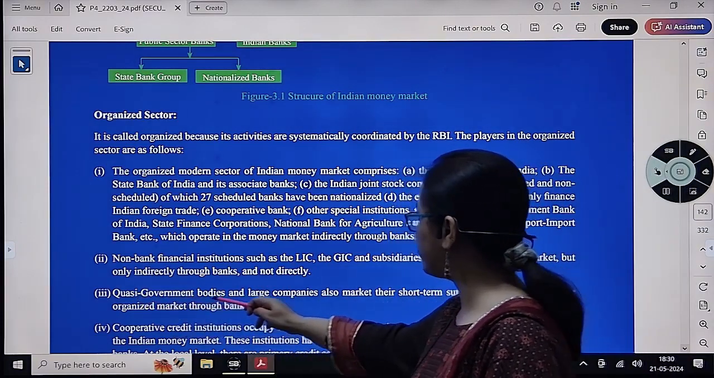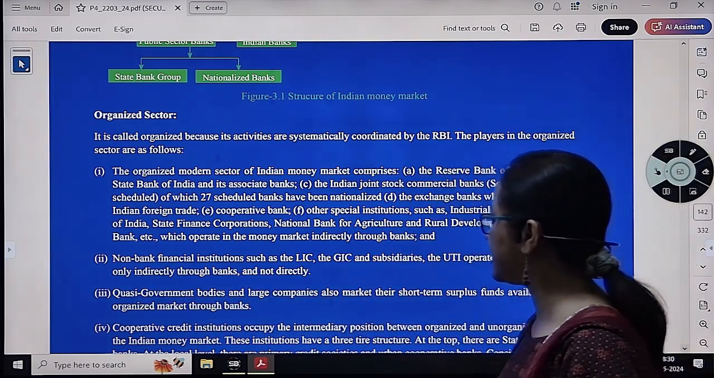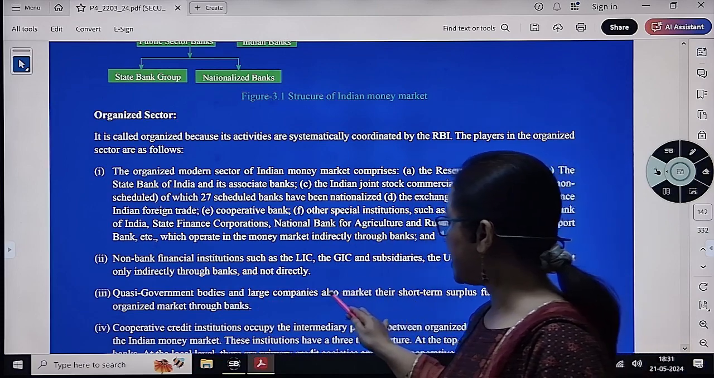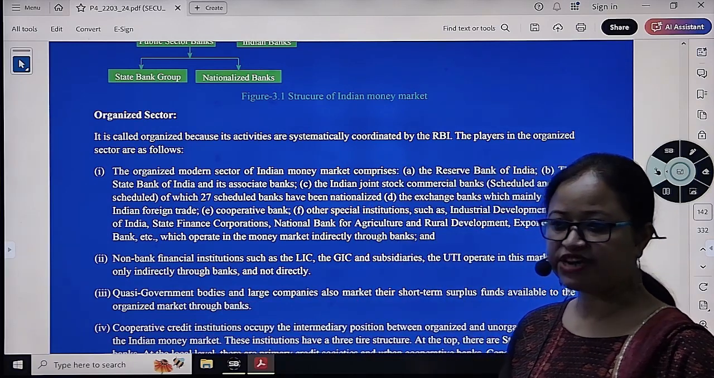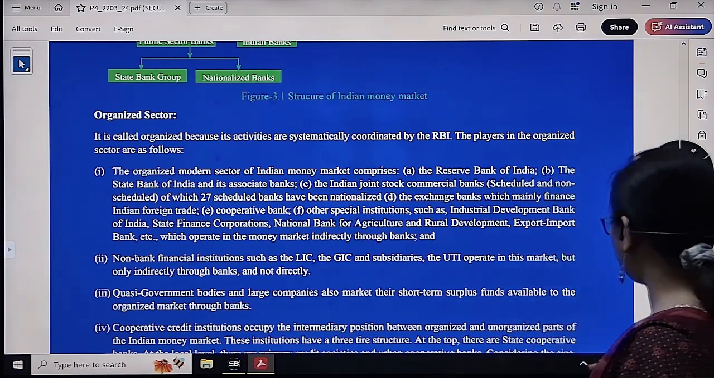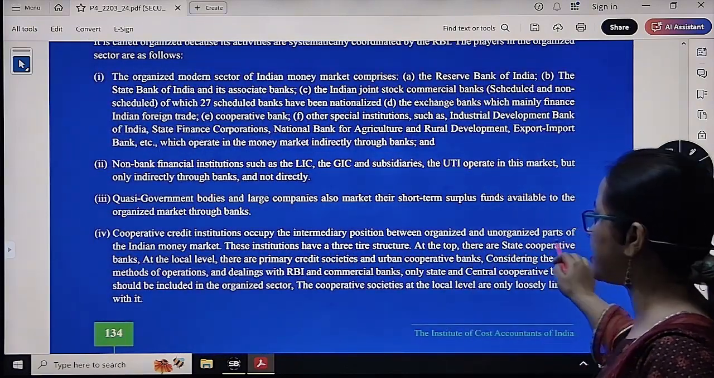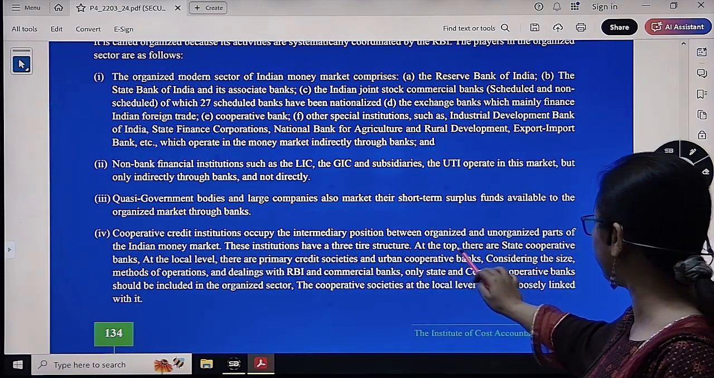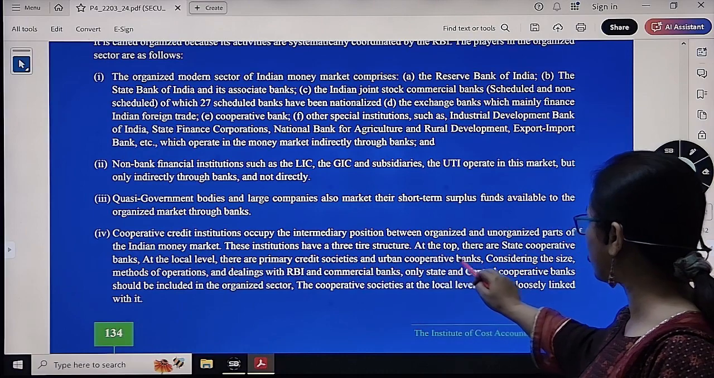Then quasi-government bodies and large companies also market their short-term surplus funds to the organized market through banks. So with the help of banks, various big companies or quasi-government organizations make various instruments available for investors. Then cooperative credit institutions occupy the intermediary position between the organized and unorganized parts of the Indian money market. These institutions have a three-tier structure. At the top, there are state cooperative banks. At the local level, there are primary credit societies and upper cooperative societies.